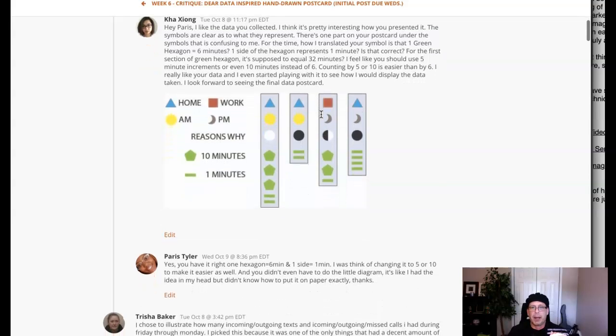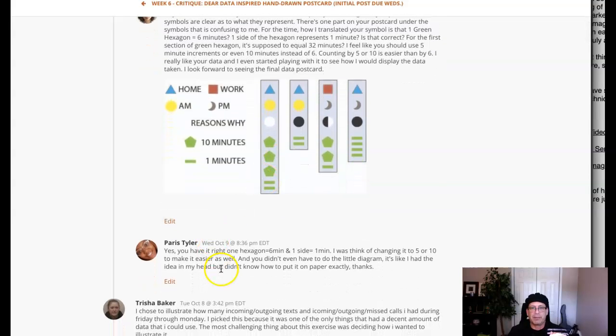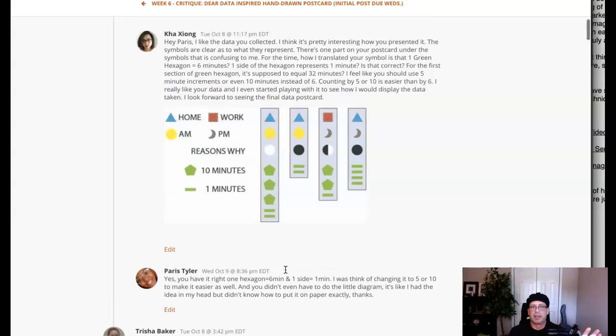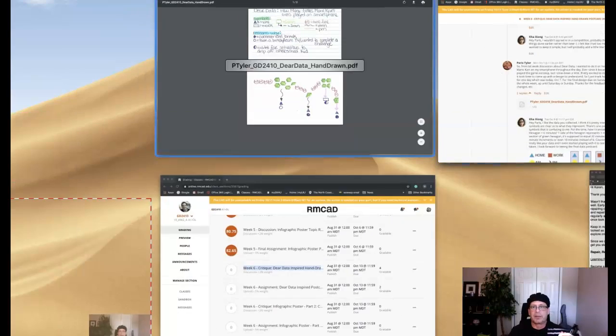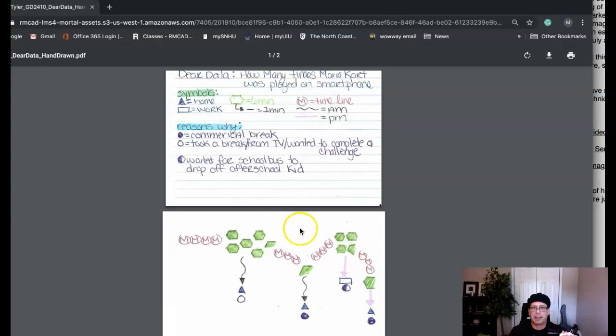So Paris, yes, you have the right one. Hexagon, 6 minutes and one side equals 1 minute. Okay, I'm not sure. I was thinking of changing it to 5 or 10 to make it. I totally agree with that. Instead of make it 5 or 10 instead of the 6 and 1. Definitely agree with that. But let's go ahead and follow Cause lead there and maybe try to really simplify this a little bit.